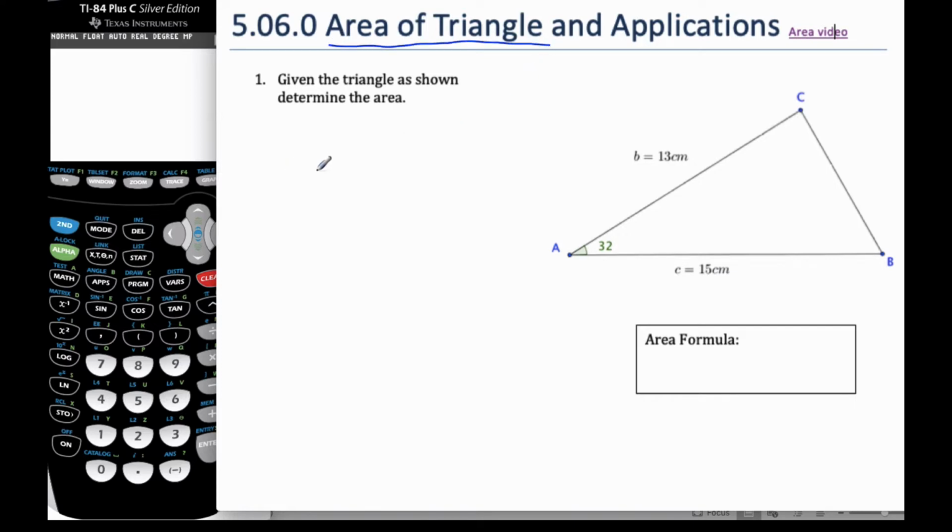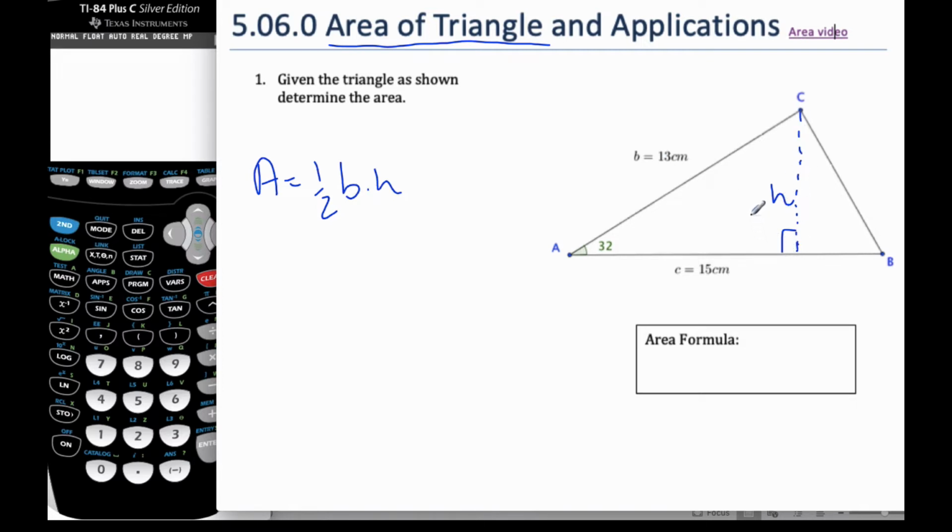And we know that to find the area of a triangle, we always use the height, which is perpendicular to the base, to do it. And we use this formula. But what happens if we don't have this height?